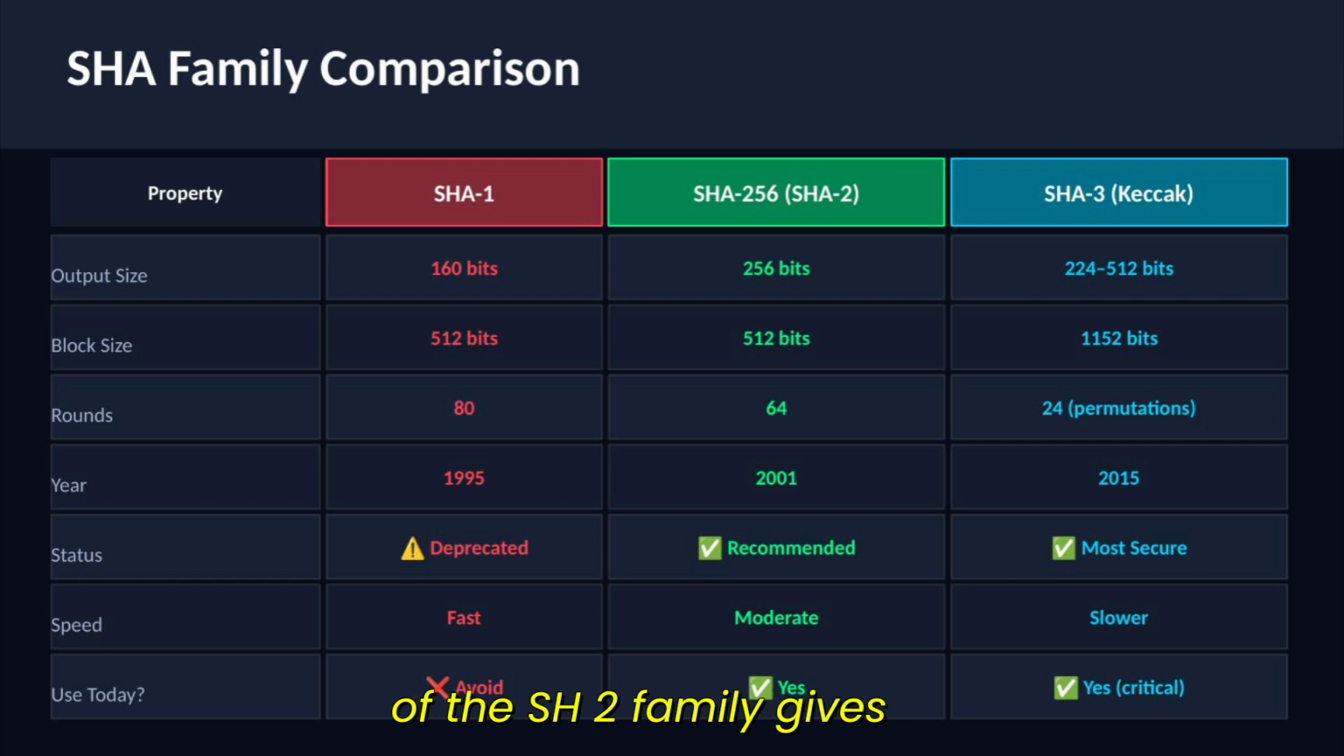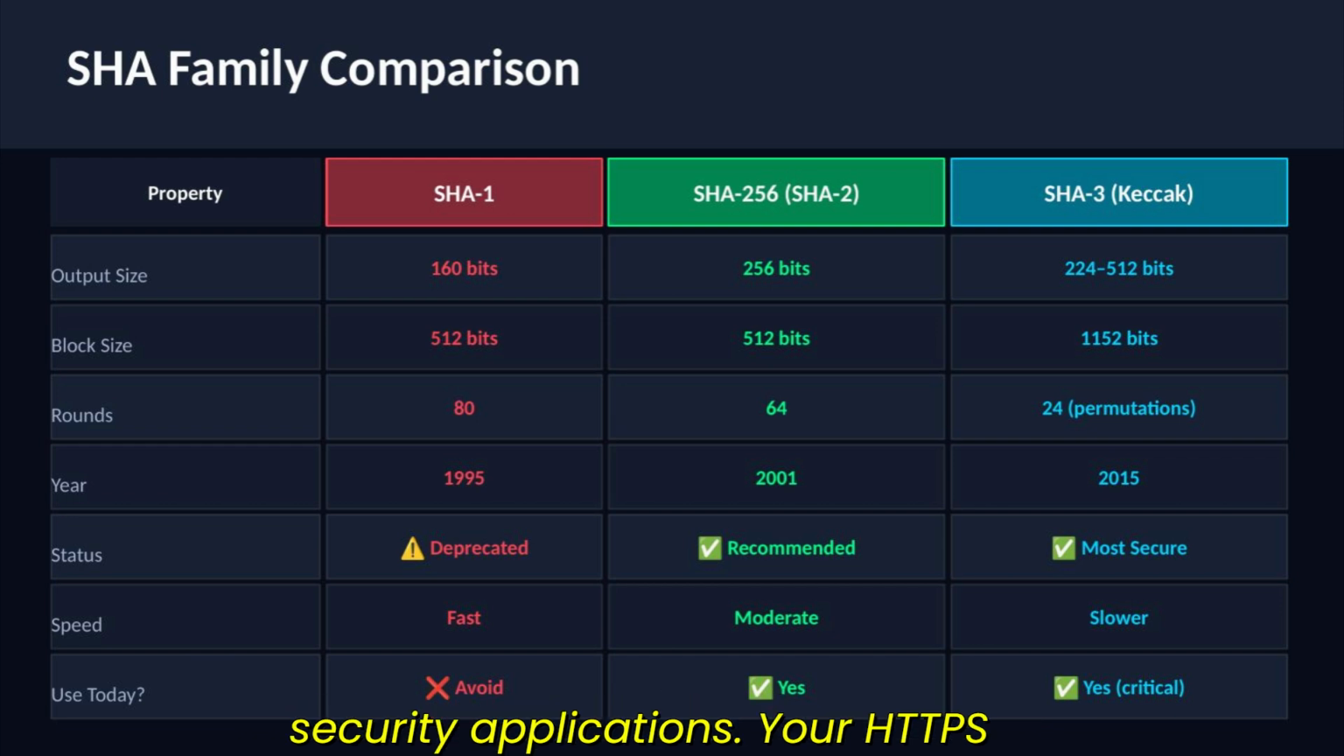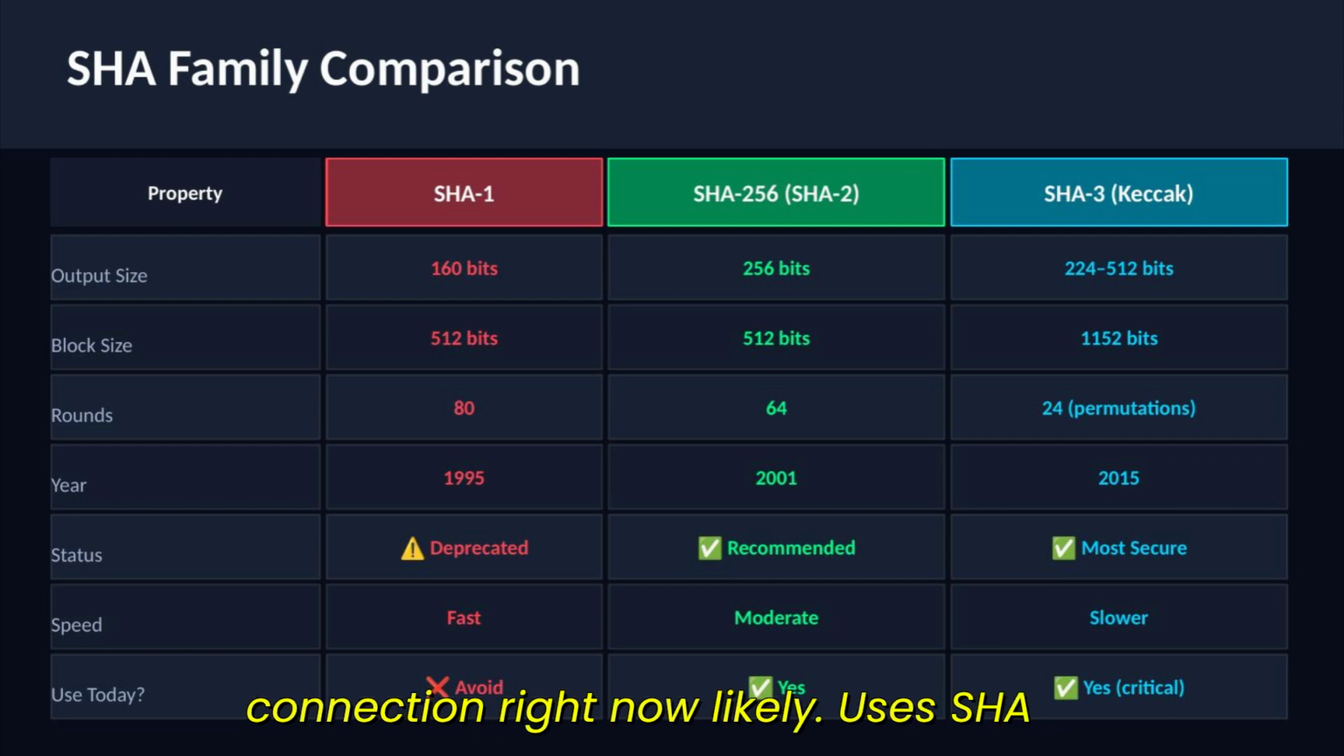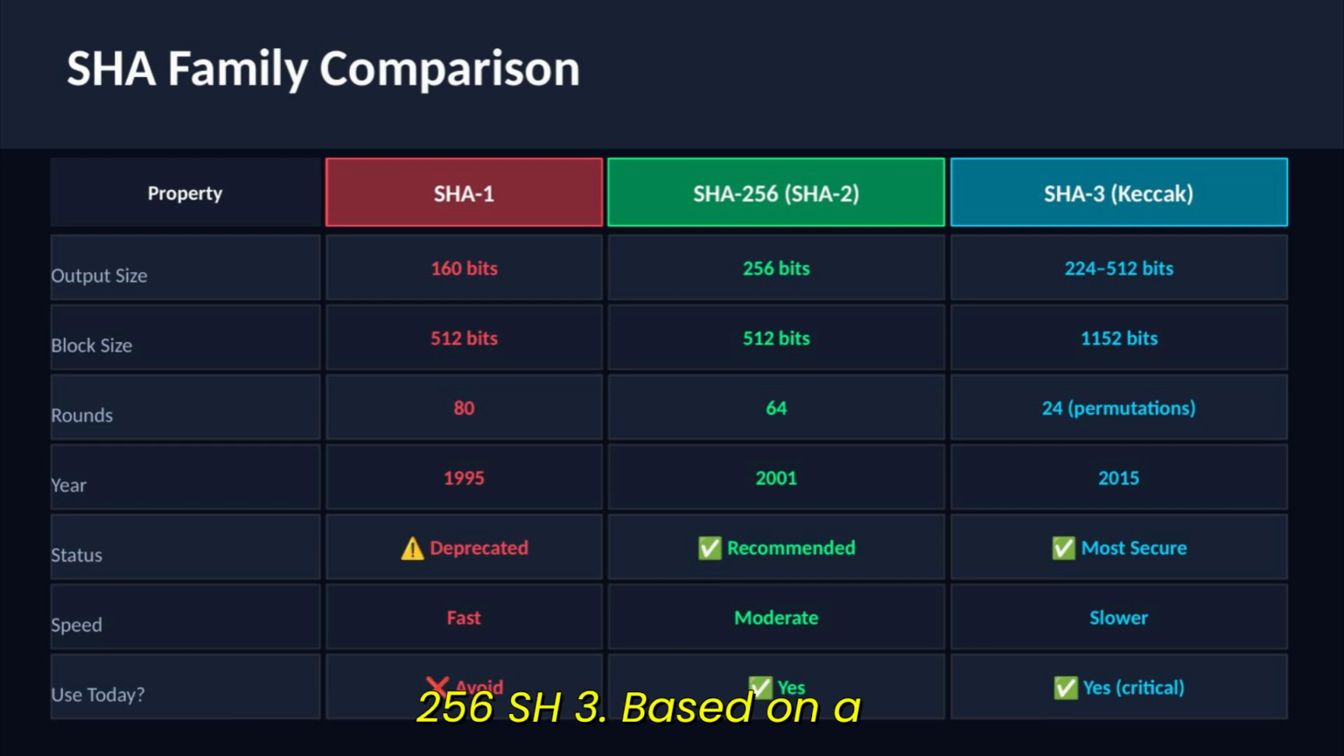SHA-256, which is part of the SHA-2 family, gives 256 bits output. Same 512-bit block size, but only 64 rounds. Released in 2001. This is currently the recommended standard for most security applications. Your HTTPS connection right now likely uses SHA-256.